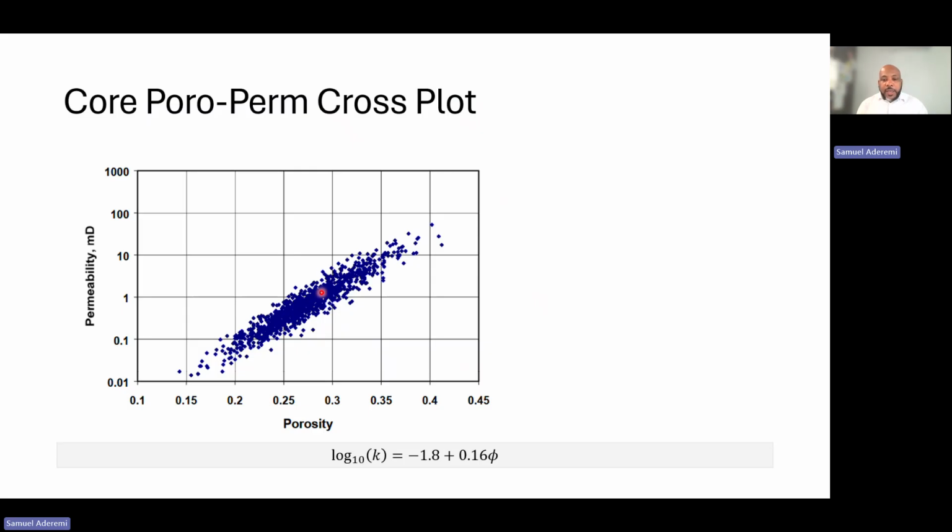The key takeaway here is that the core porosity-permeability cross plots help us significantly to quantify the relationship between the storage capacity and the flow capacity, which provides a fundamental input into our reservoir simulation and production forecasting.